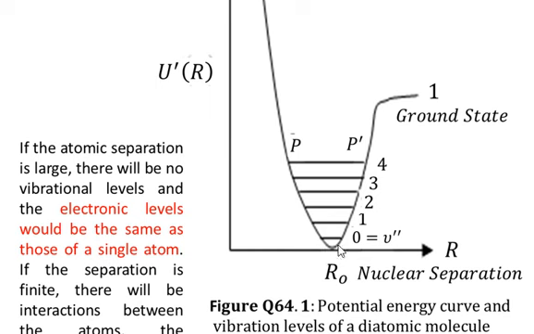But if it vibrates, it can occupy the vibrational levels shown over here, with the labels 0, 1, 2, 3, 4 and so on. So higher levels are also possible up to the ground electronic state.